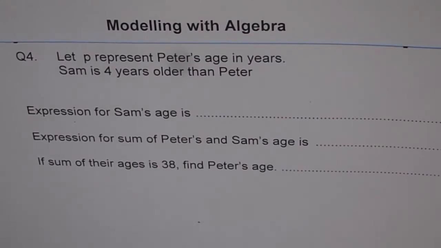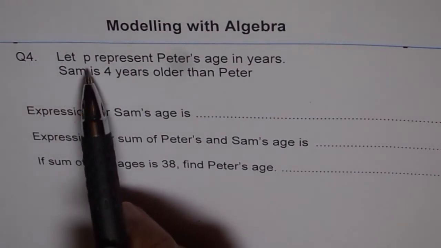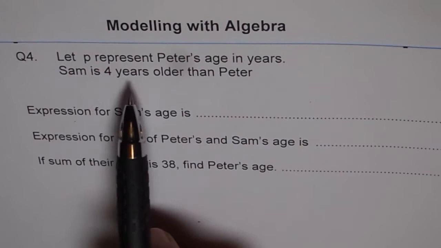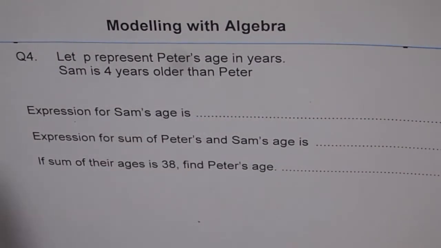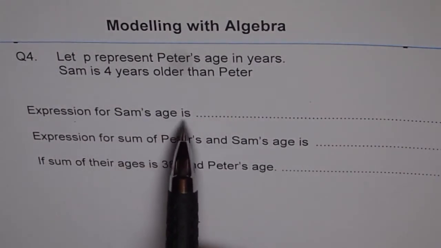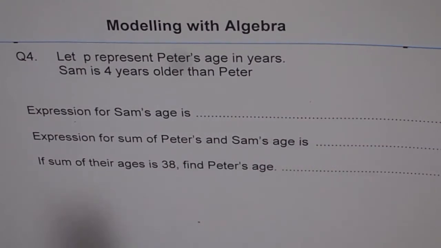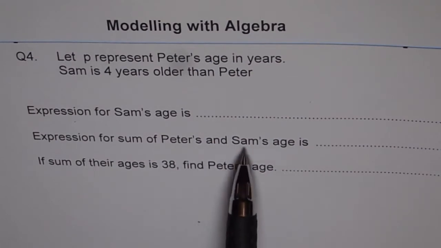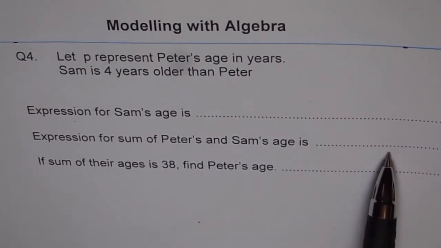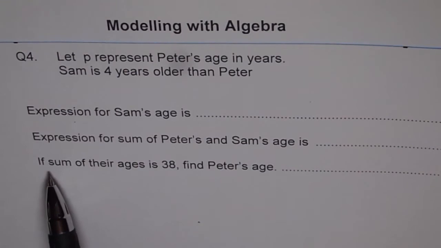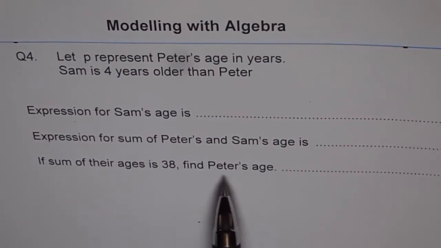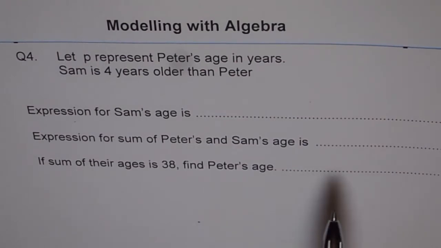Question 4. Let P represent Peter's age in years. Sam is 4 years older than Peter. Fill in the expression for Sam's age. Write down the expression for the sum of Peter's and Sam's ages, okay? If the sum of their ages is 38, find Peter's age. Please write down the equation and try to solve it.